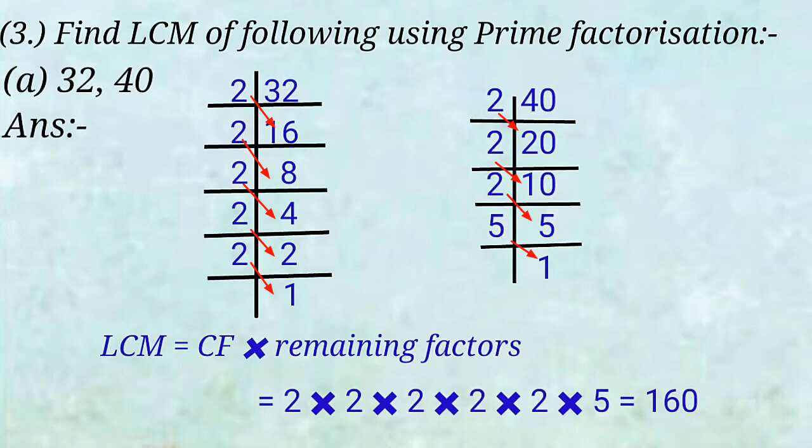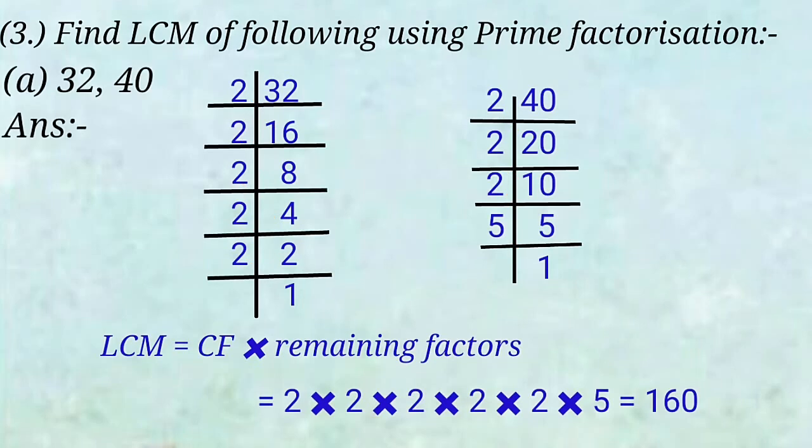Similarly, factors of 40. 40 divided by 2 gives us 20. 20 divided by 2 gives us 10. 10 divided by 2 gives us 5, and 5 divided by 5 gives us 1 at the bottom. So here LCM is equal to CF multiplied by remaining factors. CF means common factors, right, and multiplied by remaining factors.